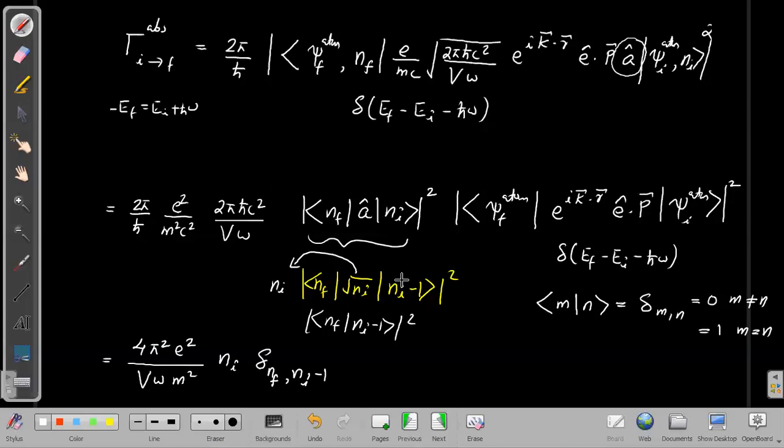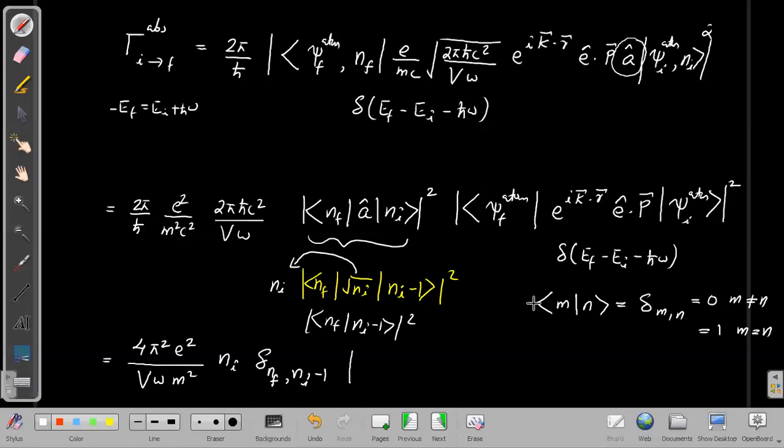And you can normalize it as well. So I can define orthonormal eigenvectors for the number operators. That result I have used here. So this inner product can be written as the Kronecker delta n_f comma n_i minus 1. Then I can just write down the remaining quantities here.